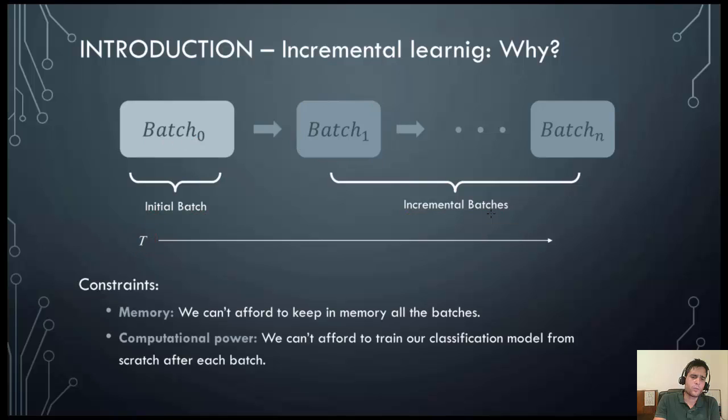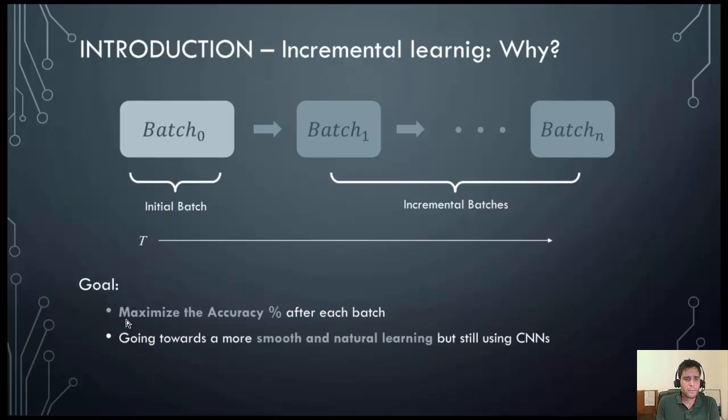The problem here is that we are subject to stiff constraints in memory. We can't afford to keep in memory all the batches all at once, and we are also constrained computationally. We can't afford to train our classification model, our prediction model, from scratch after each batch. The goal here is still to maximize the accuracy after each batch, but going towards a more smooth and natural way of learning, still using CNNs.